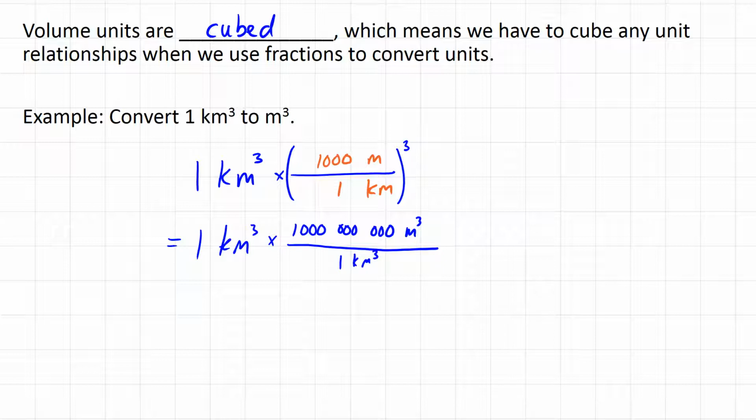There's 1 billion cubic meters in 1 cubic kilometer. And now my cubic kilometer units cancel, and I get 1 times a billion is 1 billion cubic meters.